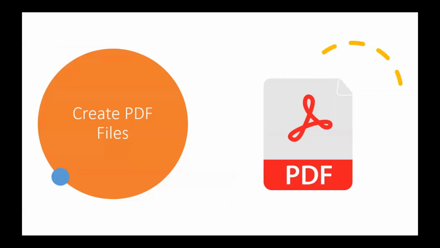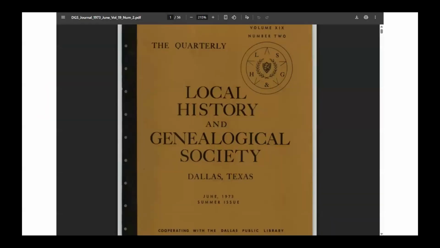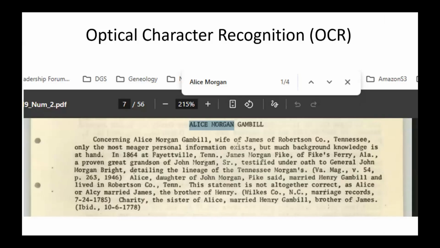You can also create PDF files. For each unique publication, we've created a PDF file. We've OCR'd them so you can go into them and do a keyword search and find names and keywords and things of interest. Now, these PDF files are the one thing that we have placed behind a paywall on the Dallas site. It's a members only benefit.